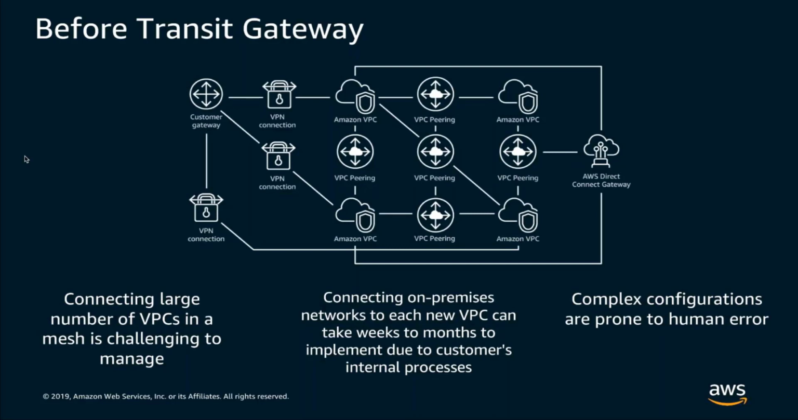Not only that, but when you're trying to build a mesh, it grows as your number of VPCs grows. It's n times (n minus 1) over 2 peering connections between your VPCs if you want to build a full mesh. So if you have 100 VPCs, that's 4,950 peerings. You can imagine how hard it is to manage this number of point-to-point peerings.